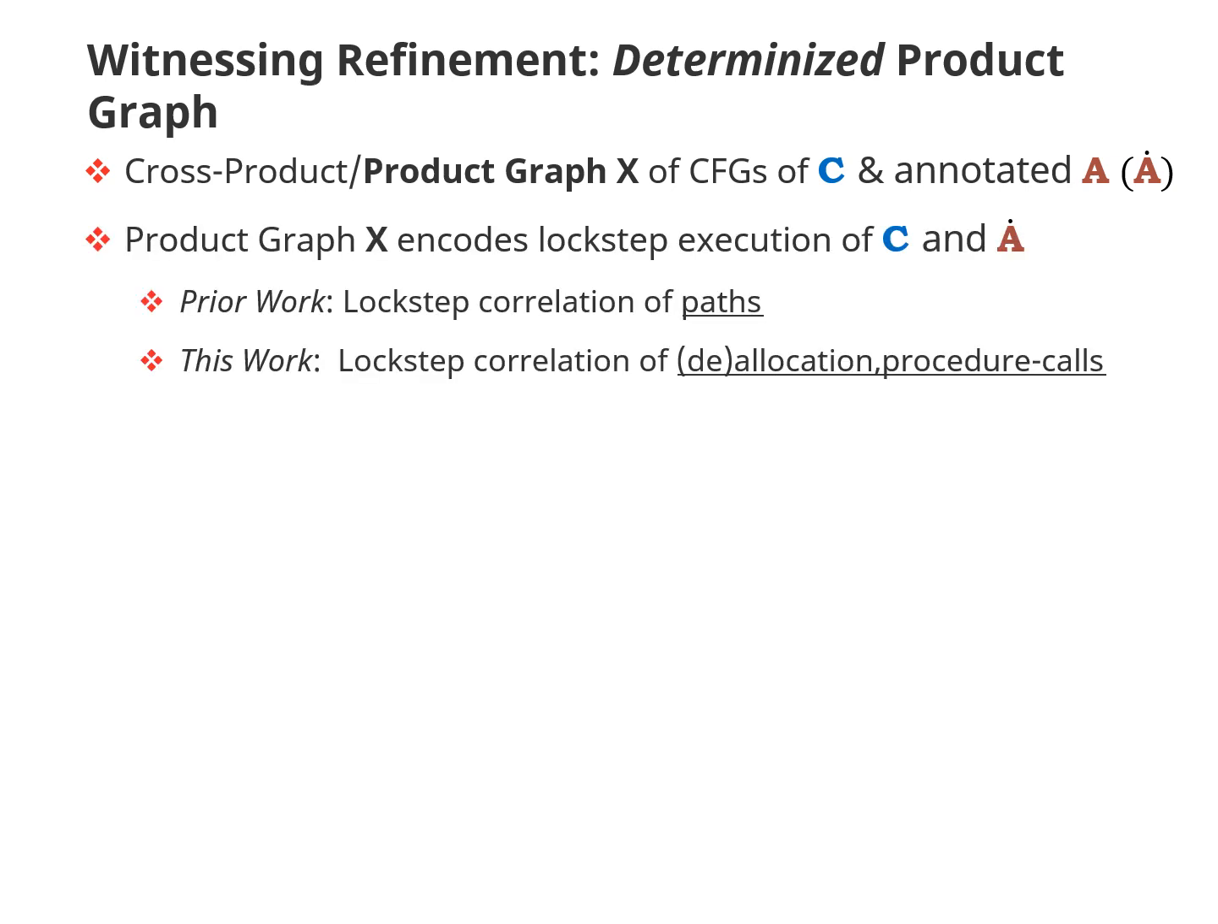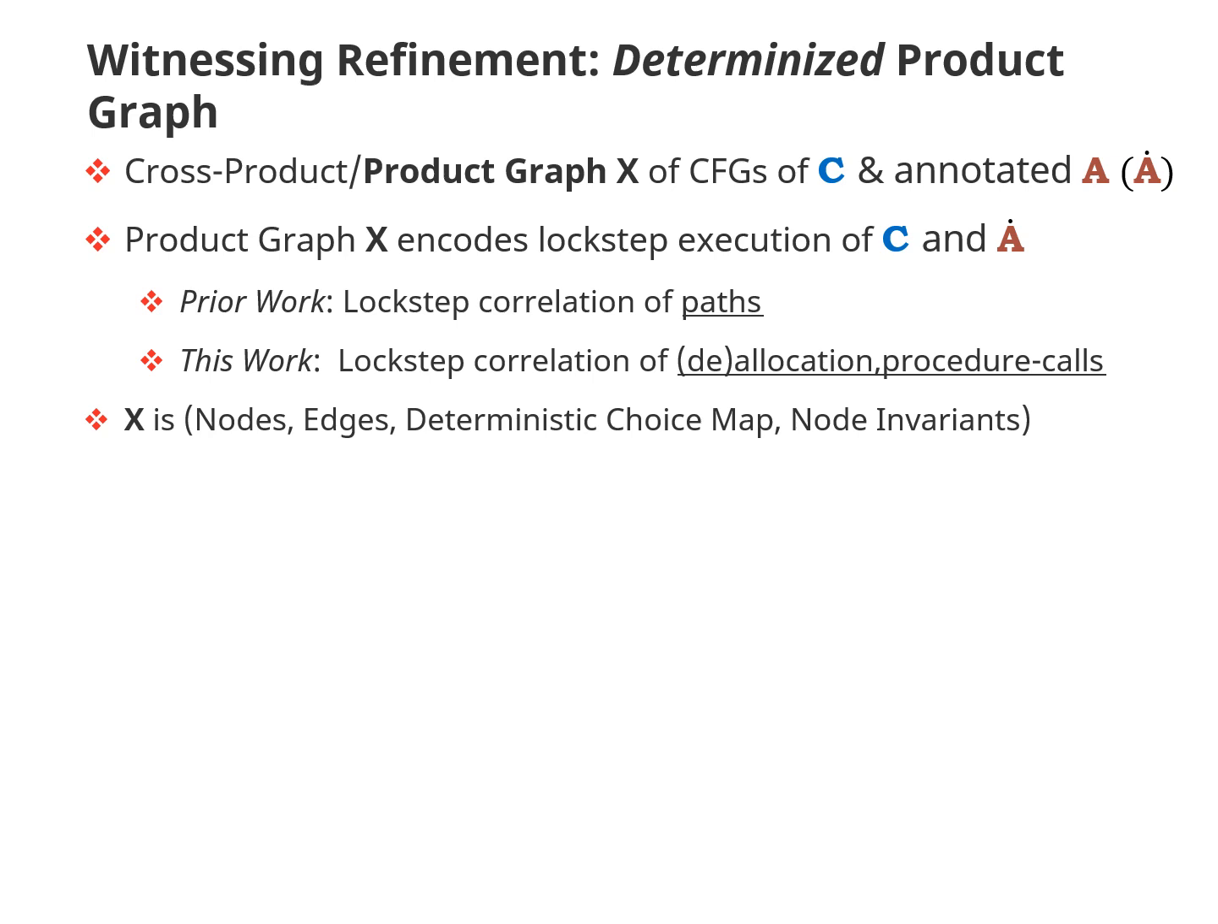Our proof method, which realizes this refinement definition, is a determinized product graph. A product graph is a cross product of the control flow graphs or CFGs of the two procedures C and annotated A. In prior work, product graph was used for encoding lockstep correlation of paths. We extend this to lockstep correlation of allocation, deallocation, and procedure call events.